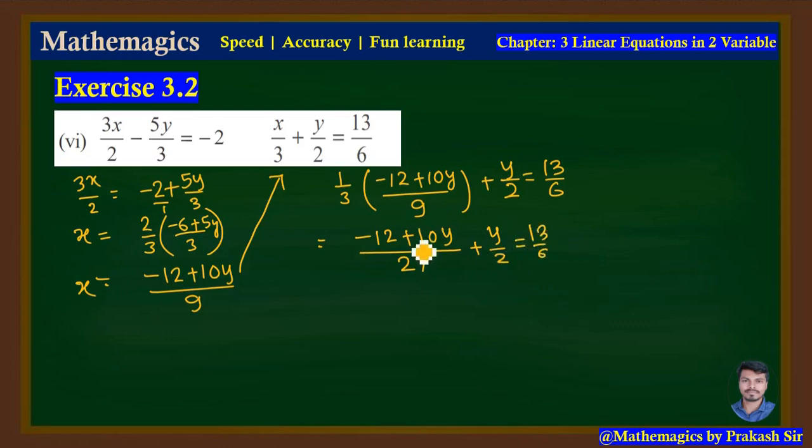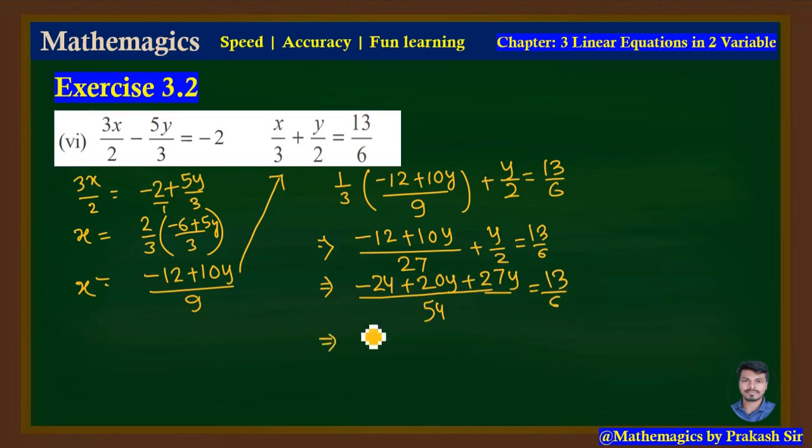Here as equal to is there, so we have to use the implies that sign. Implies that here we will be taking the LCM of both the things. So 27 and 2, obviously the LCM become 27 2s is 54. So 54 divided by 27 become 2. 2 into 12 become minus 24 plus 2 into 10 become 20y, plus 54 divided by 2 become 27. So 27 into y become 27y is equal to 13 by 6.